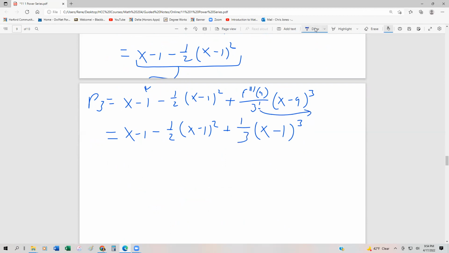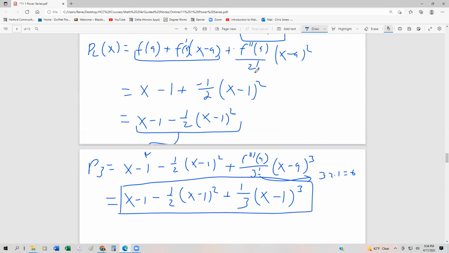And remember, to get 6 out of this, that's 3 times 2 times 1, which is 6. So this is our third degree Taylor polynomial. Technically it's P3 at x, not that it matters too much, but since that's how we defined it, let me go ahead and do that.